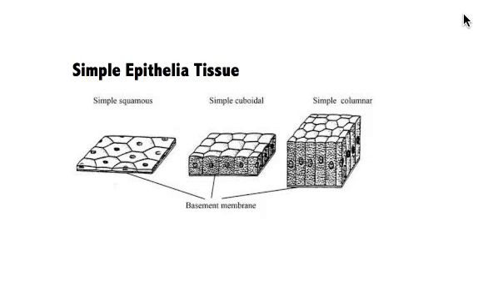So we're going to look at simple epithelial tissue. Simple epithelial cells may be squamous, cuboidal, or columnar, which are these three types here. And we're going to be looking at the squamous epithelial tissue to start with. They're very flat, so you can see that they're very flat here.